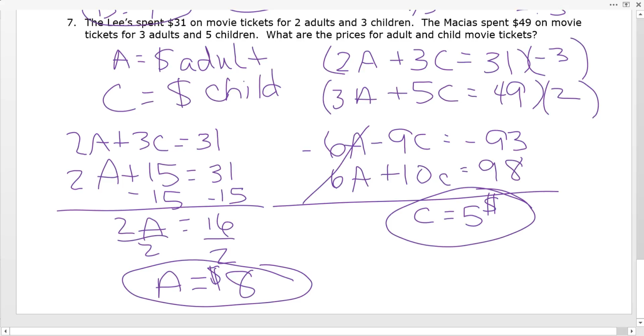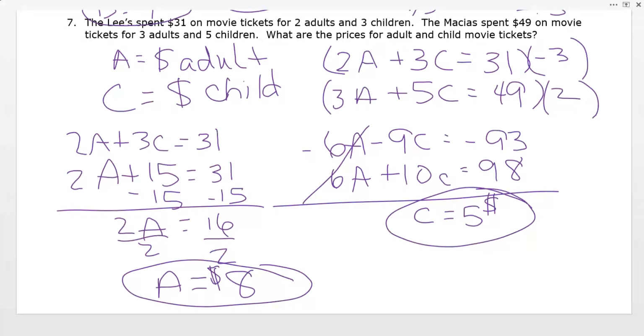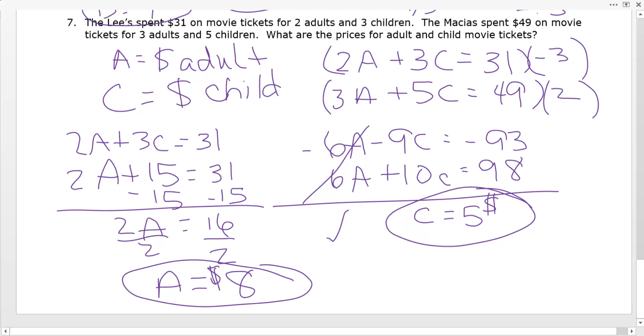So if I buy 2 adult tickets for $16 plus 3 children's tickets, that's $15. So 16 and 15 is 31. And for the Macias, 3 adult tickets is 24 and 5 children's tickets is 25. So 25 plus 24 is 49. So it checks out. Okay, it's just kind of a harder process.